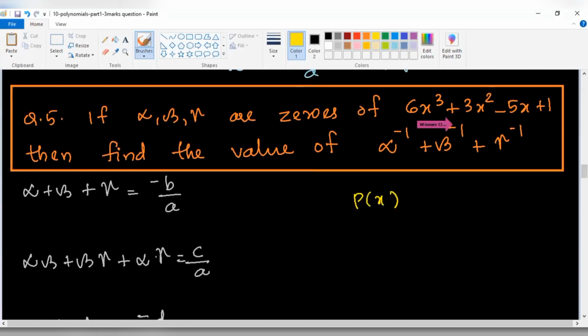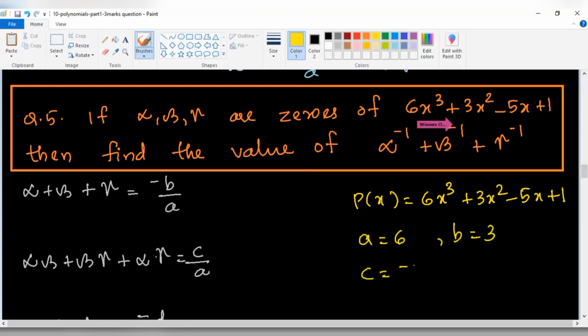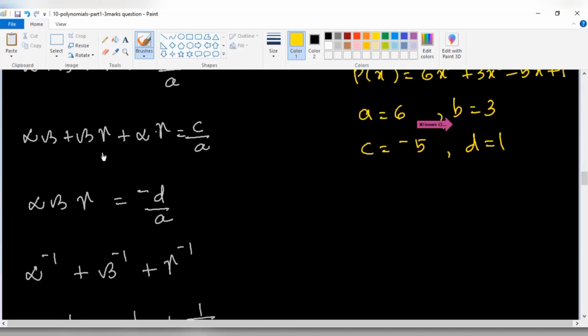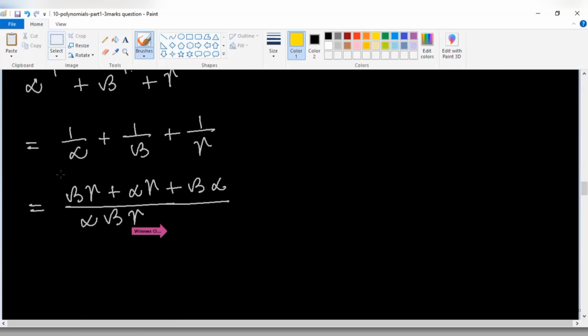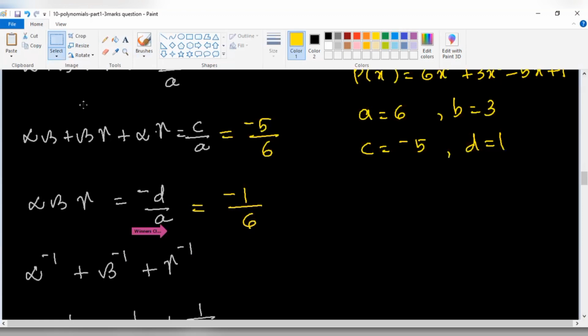The given polynomial is p of x equals 6x cube plus 3x square minus 5x plus 1. Here in place of a we have 6, in place of b we have 3, in place of c we have minus 5, and d is 1. Now we need the value of this, right? C by a, that is minus 5 by 6, and minus d by a, that is minus 1 by 6. Now let us take what we need. This is what we have to find out. We need this as the answer.